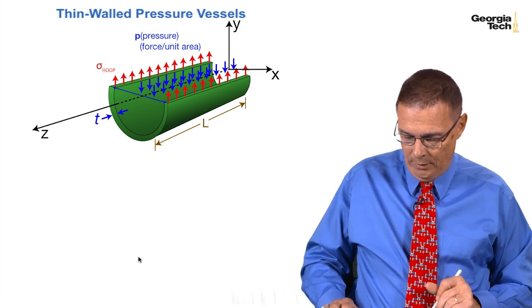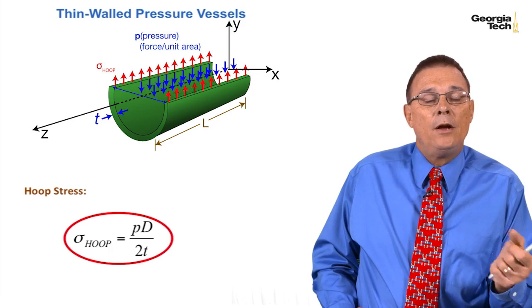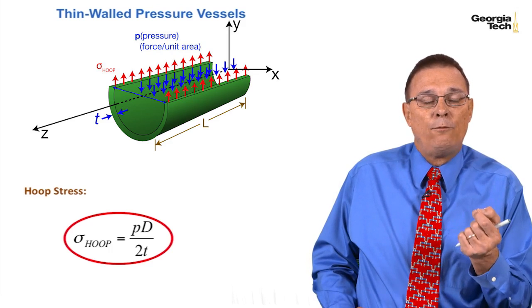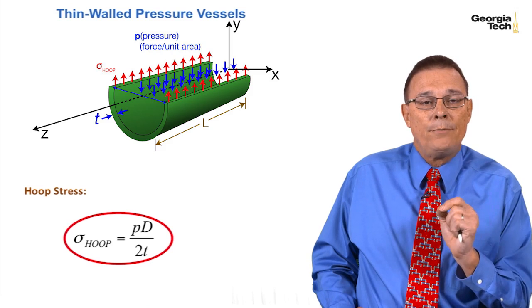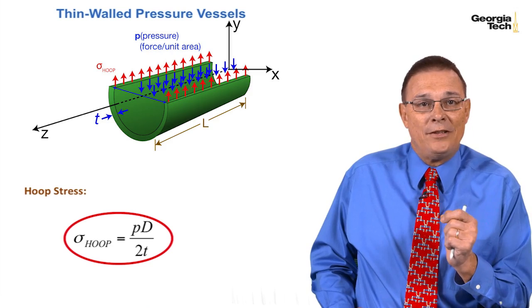And so here's that result. So we've now found both the longitudinal and the hoop stress for a thin-walled pressure vessel. And we'll go ahead and put that together and look at an overall analysis in the next module.